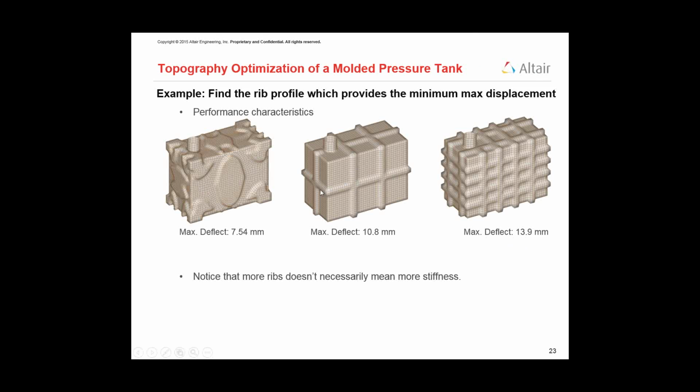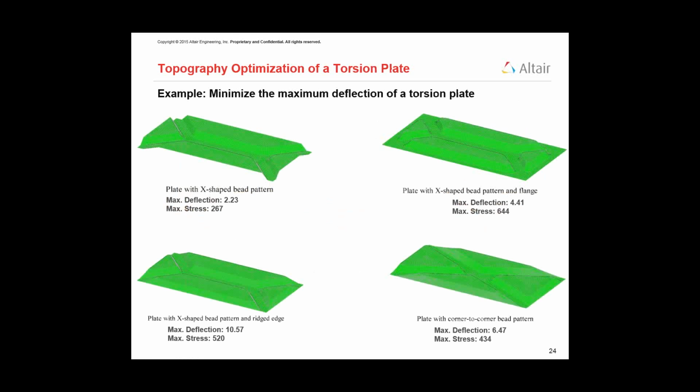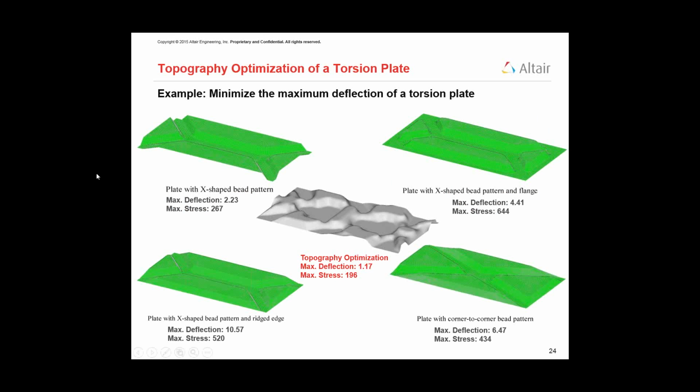We come up with shapes and designs that often are orthogonal, that are based on things that we've learned in the past. We would never come up with this shape on its own, and what we would come up with would be worse than what OptiStruct can come up with. So here are some other examples of bead structures in comparison to what OptiStruct developed. In each one of these cases, the deflection and the stress are reduced by the OptiStruct design.